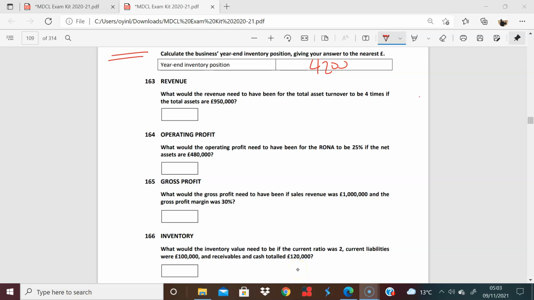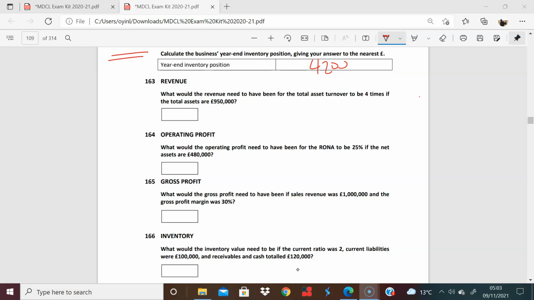Right, let's power through a number of these. Questions asking what would revenue be. Again, like I say, I think it's important to recognize the formulas. You're going to have to spend some time looking at those. What would revenue need to be for total asset turnover to be 4 times?